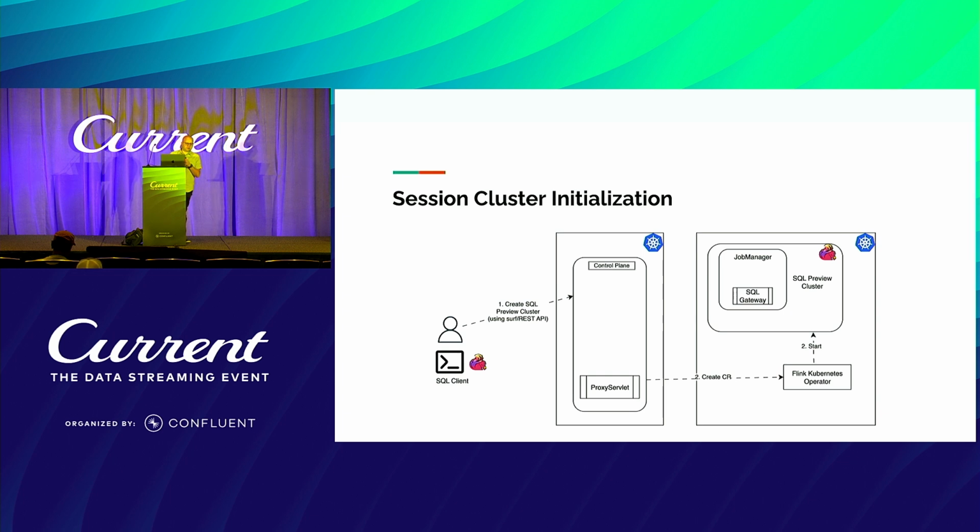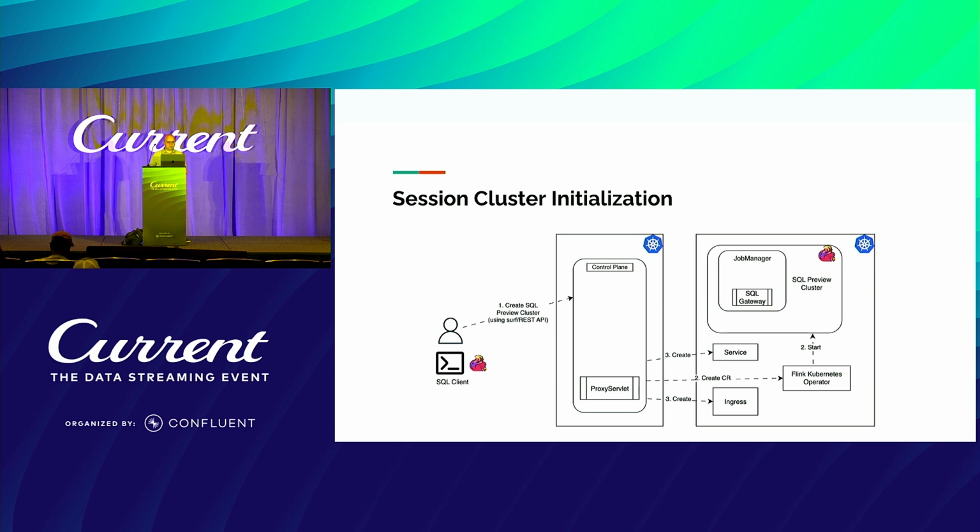Once the user submits creating the session cluster, your control plane will send a CR, a custom resource, to the Flink Kubernetes operator, which will then start a SQL preview cluster, which is like a session cluster. And then you can see the SQL gateway. We modified the Flink image to start the SQL gateway as another process within the job manager. But if you get lots of traffic, then you can run it as a side container also.